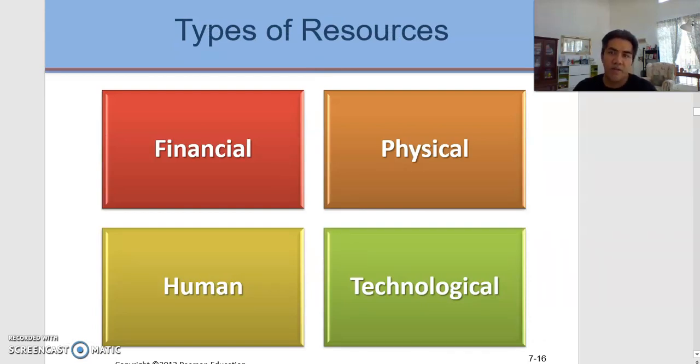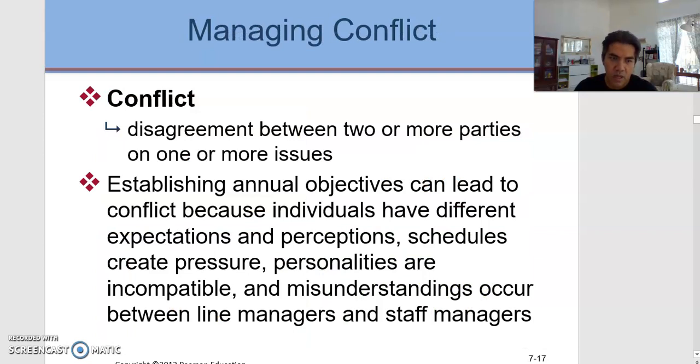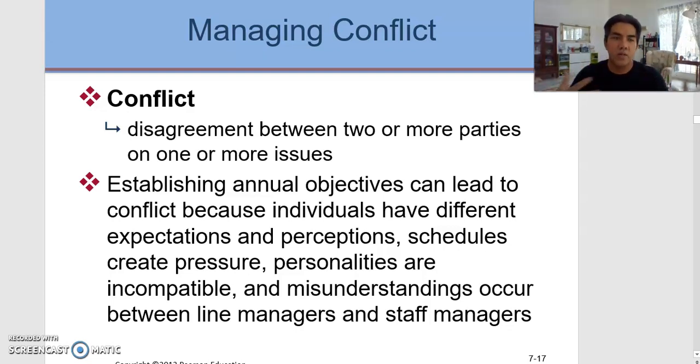So there are four types of resources. We talk about financial, physical, human, and technological, and we have discussed this in chapter 4. Because we are discussing how resources are very limited, and sometimes this limitation of resources can create conflict. So now we are going to discuss how you as a manager can manage conflict in your organization. So what is conflict?